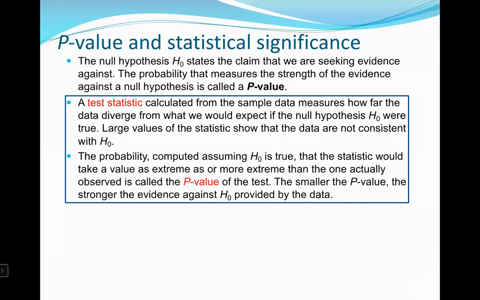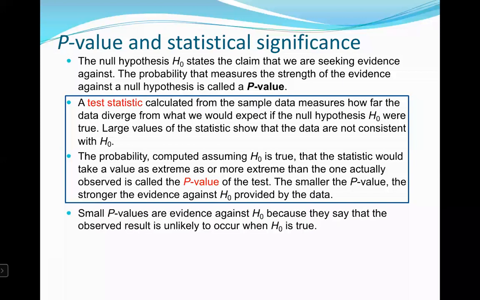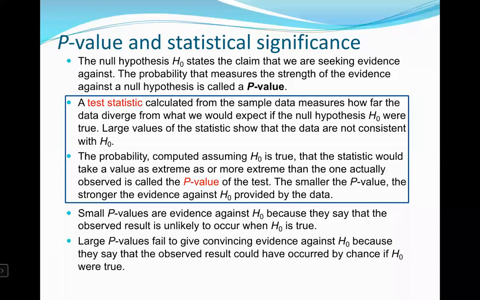So if the value is large, it's going to be off into the tiny little tails of our bell-shaped curve, right? Our normal distribution. Small p-values are evidence against H0 because they say that the observed result is unlikely to occur when H0 is true. Large p-values fail to give convincing evidence against H0 because they say that the observed result could have occurred by chance if H0 were true.